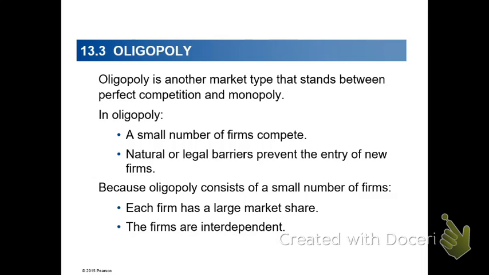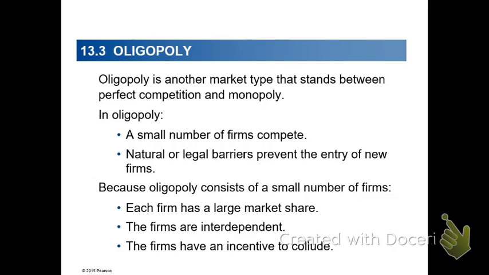Also, since a small number of firms really dominate the market, the behavior of the firms is interdependent, meaning that you can think of it as a zero-sum game where if one firm gains market share, the other firm loses it, and vice versa. This interdependence between the firms is of utmost importance in understanding oligopoly.